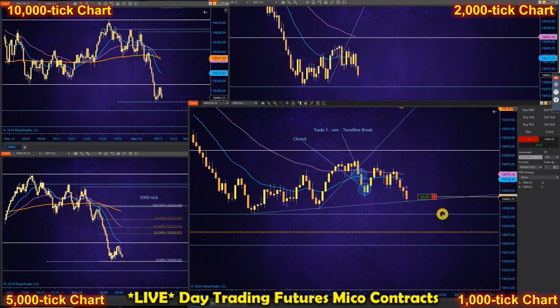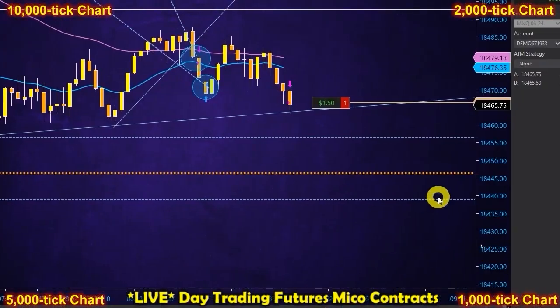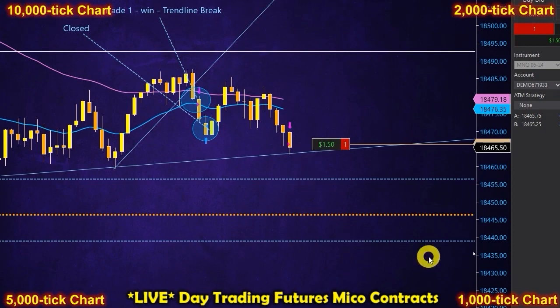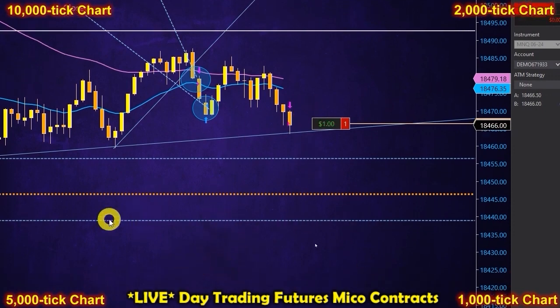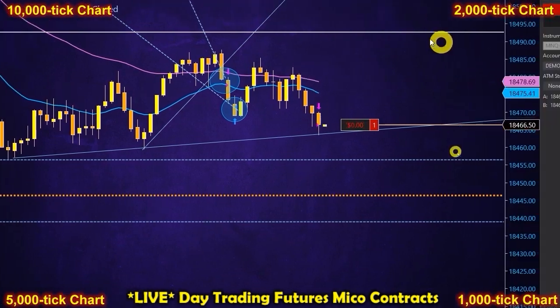Now, if I were to make a profit suddenly and fast on just a small entry, I'd probably take it, because there's no guarantee that it's going to actually work out.